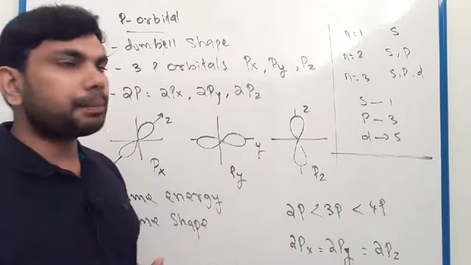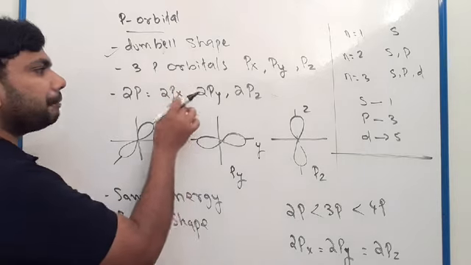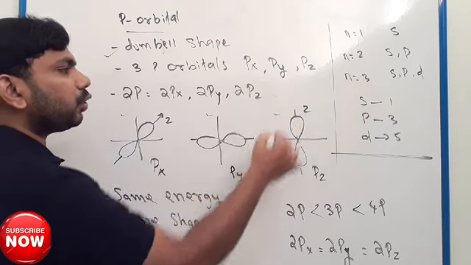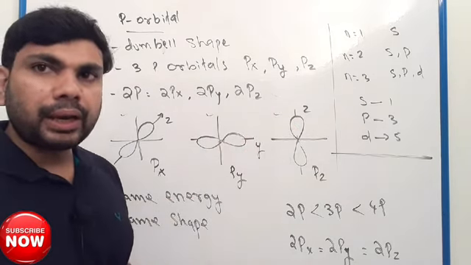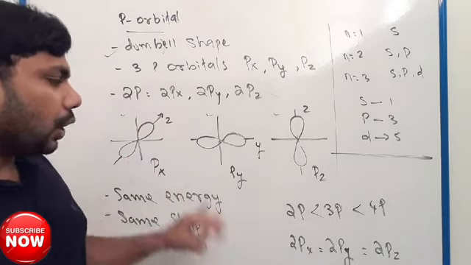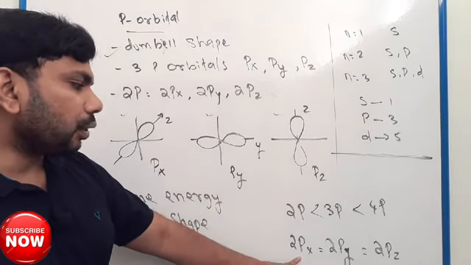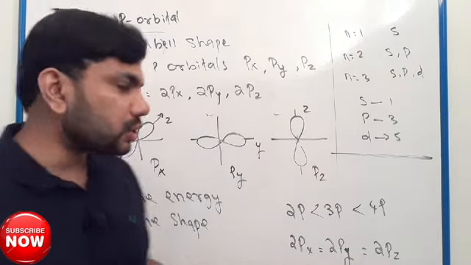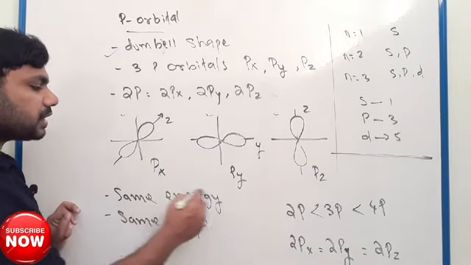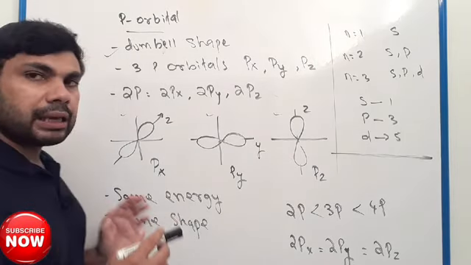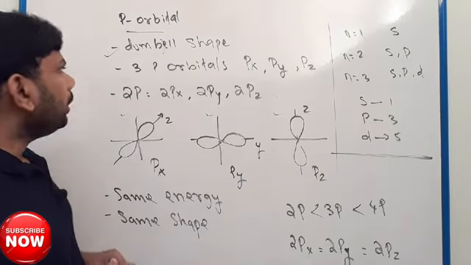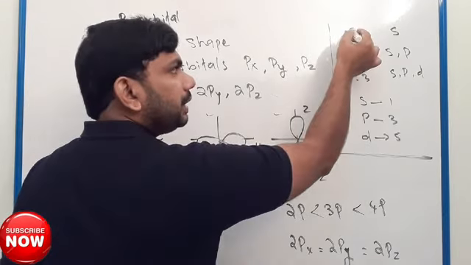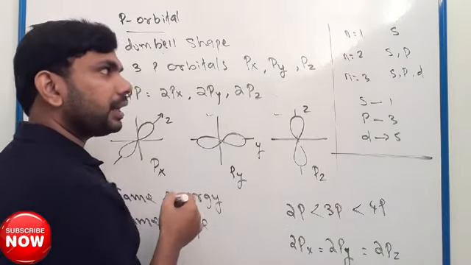These three p orbitals are represented like this: px, py, pz. These are the three different p orbitals. They have the same energy and the same shape. Clear? Look here, we know these are the main energy shells, the principal energy shells.